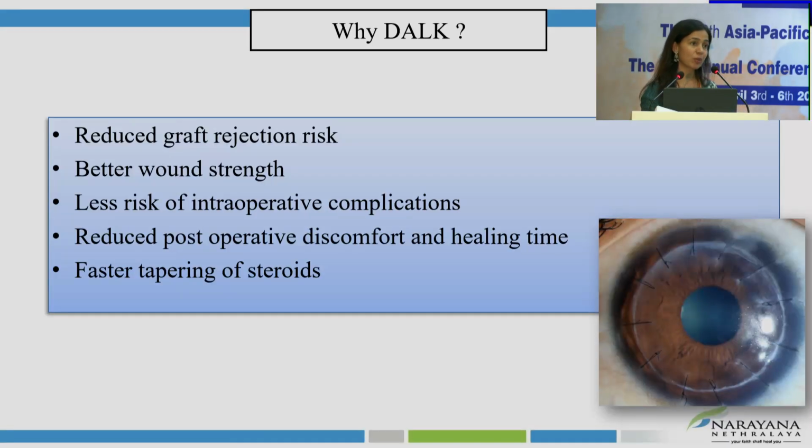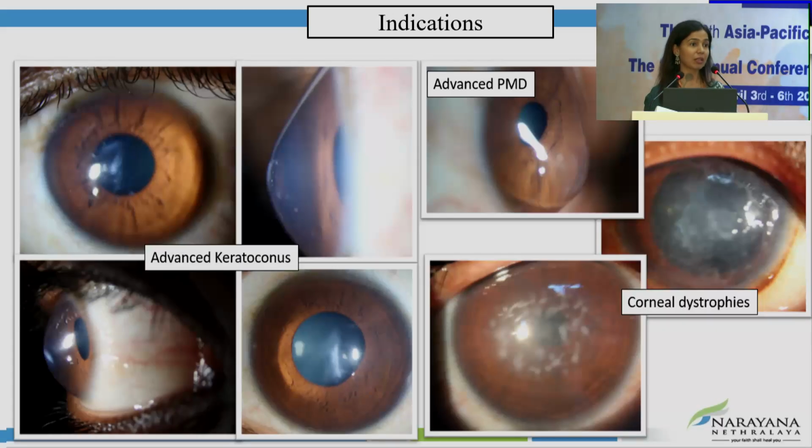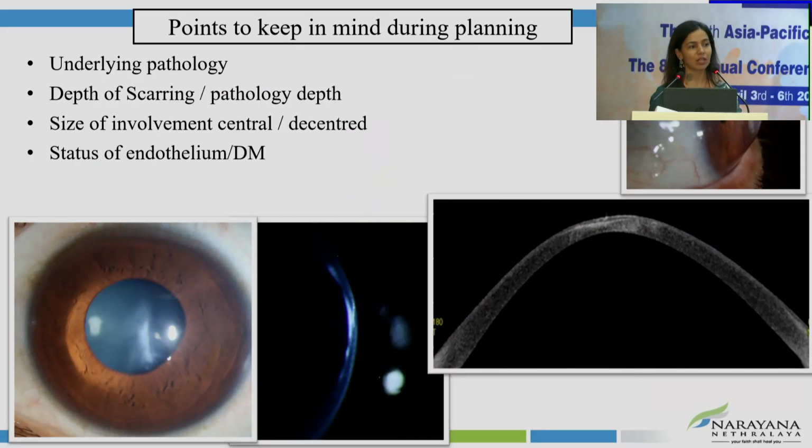And the first question is, why would you prefer to do a DALK in these cases? Of course, we know there's a very reduced graft rejection risk as compared to a penetrating keratoplasty. It has great wound strength, and if you are well versed with it, less risk of intraoperative complications. Of course, you can't have an expulsive and things like that. And a faster tapering of topical steroids, so the complications related to that are less. There are multiple indications for DALK, but here we are concentrating more on the ectasias, and those are the most common ones which we do.